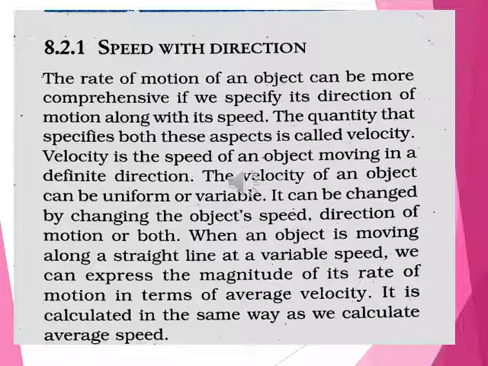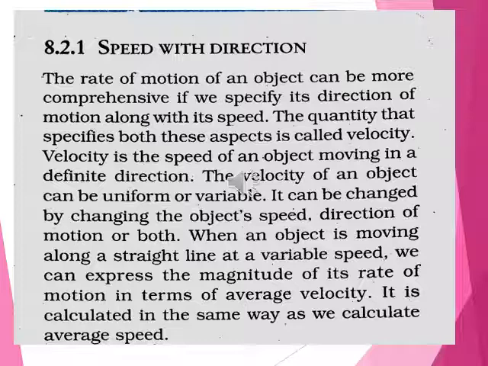So how will we come to know whether we have to take into consideration the direction of the motion or not? So let's see. The rate of the motion of an object can be more clear to us if we specify its direction of the motion along with the speed. Means only speed will not clarify the rate of the motion. Along with the speed, we must consider the direction of the motion, and therefore the quantity that specifies both direction and the speed of the object is called velocity. So what is velocity? Velocity is the speed of an object moving in a definite direction.